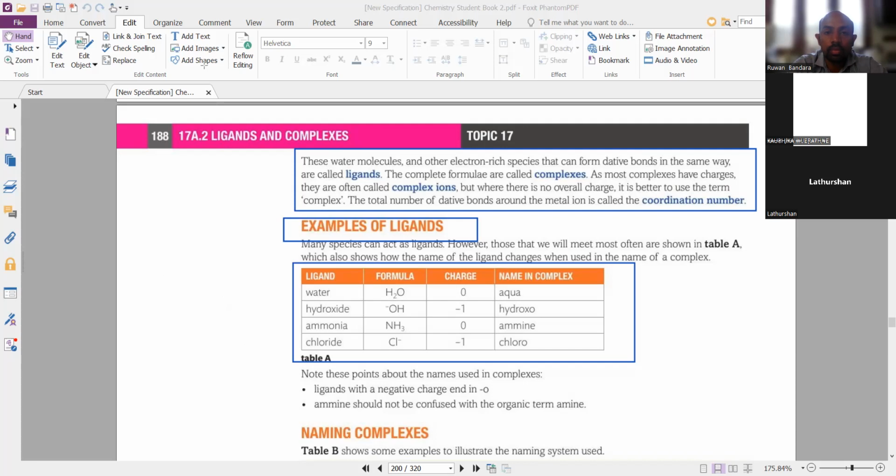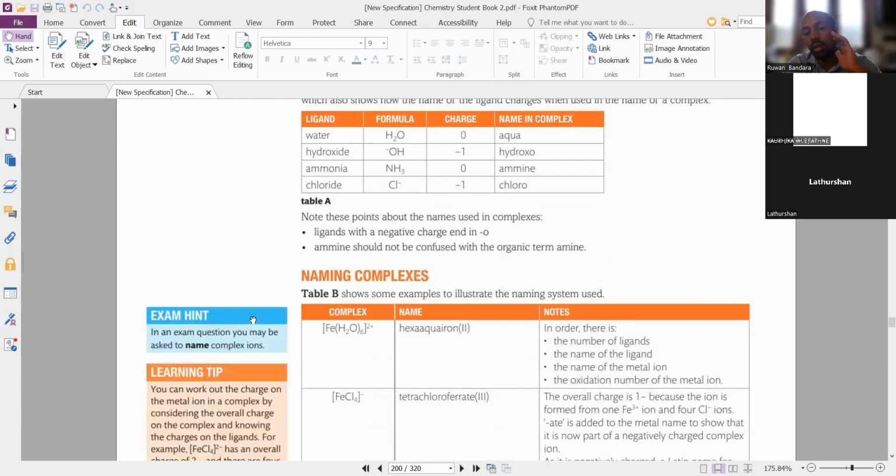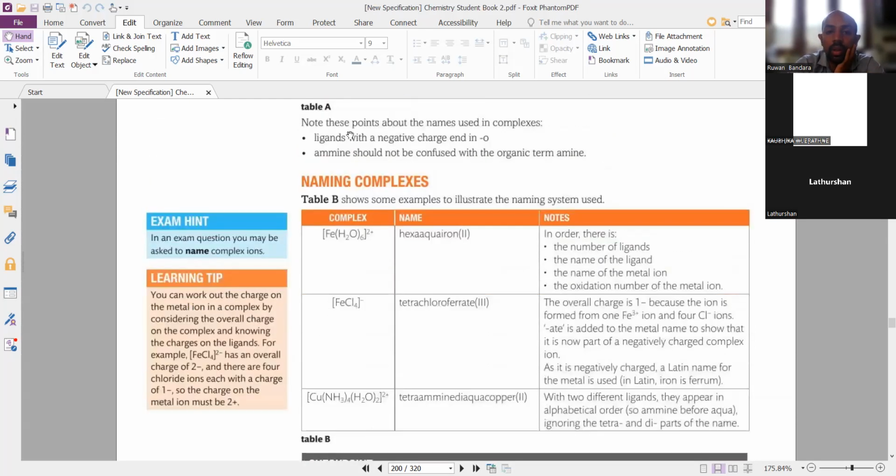Done. Moving on. Now let's see how they name the complex. Look at this. The name of this complex is hexaaquairon(II). Hexa means 6, six water ligands, aqua. And it's a positive ion, therefore iron(II), where 2 is the charge. Is that clear? How to write the name? Hexaaquairon(II).